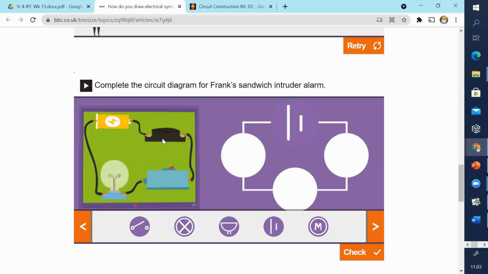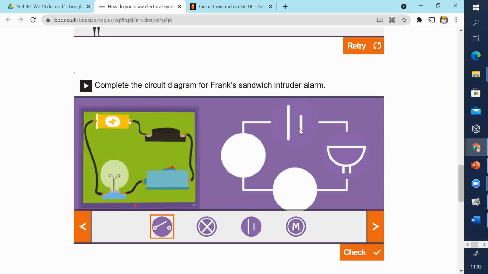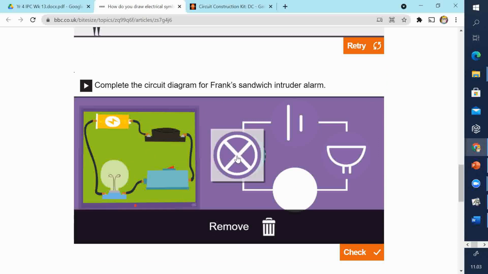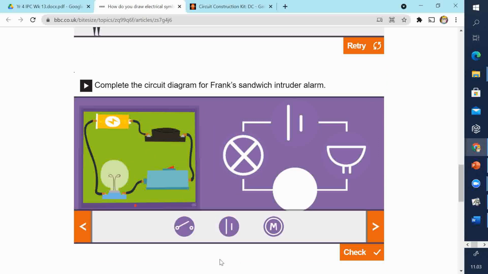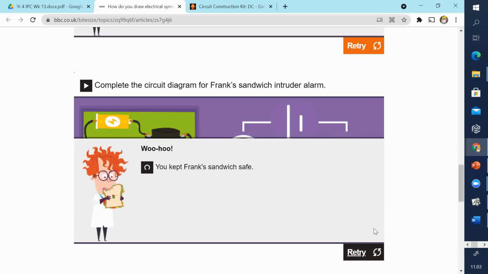So which one is the buzzer? Third one. So we put that there, right? It's next to the battery here. And here's the bulb. So that would be this one. Which one is the bulb? That's right. And then we need the switch. That's right. Let's see. Then we check.